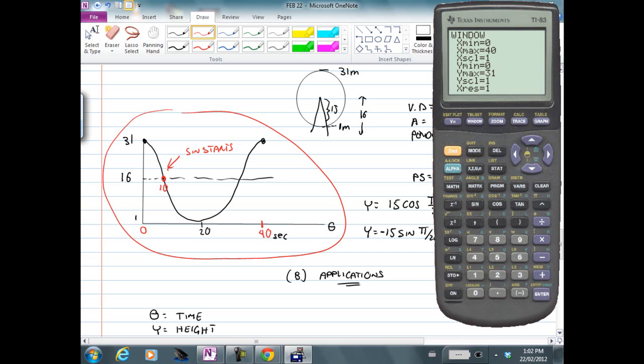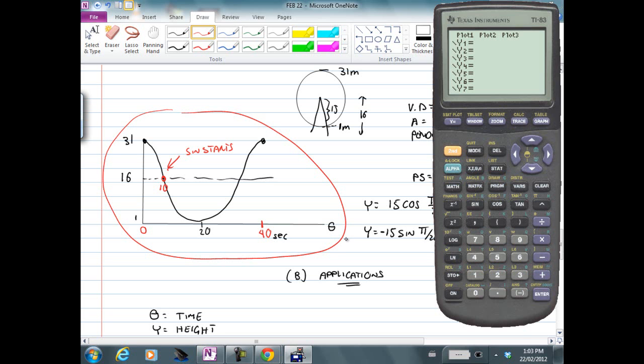Now, hit Y equals next. This will bring you to this form right here. Y equals. On your exam, they ask you to graph on your TI-83, so you have to learn how to do this. Y equals is a place where you're going to input your formula. You can input up to 7 formulas at once, but for now, all we want to do is input the first formula. 15 cos pi over 20. So let's do this right now.